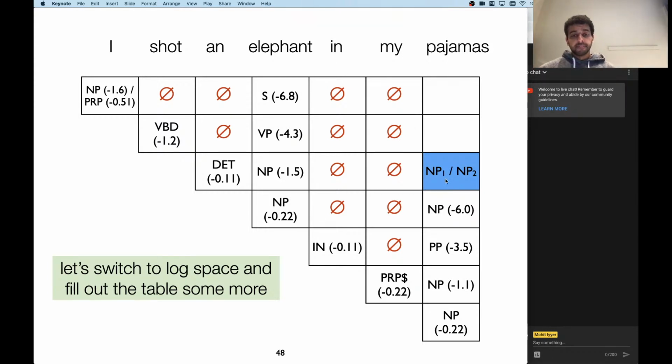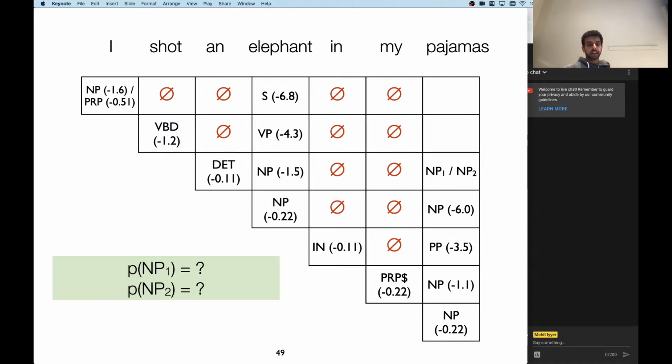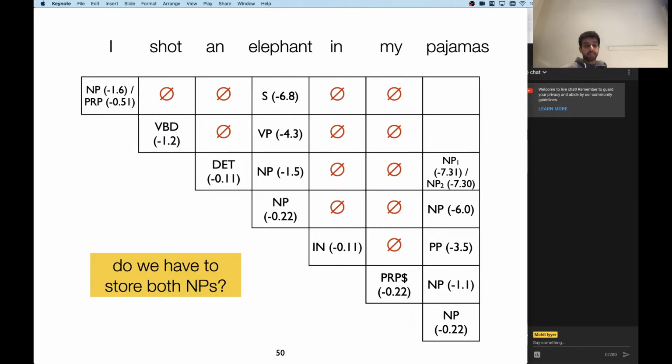So now, this is one of the differences in the probabilistic setting of this algorithm, is that now I have 2 different ways to get an NP. Each of these is associated with a probability formed by multiplying these rule probabilities together. And this NP now spans an elephant in my pajamas. So the idea here is that I compute the probability of both of these possible NPs, and I find that one of them is slightly higher probability than the other.